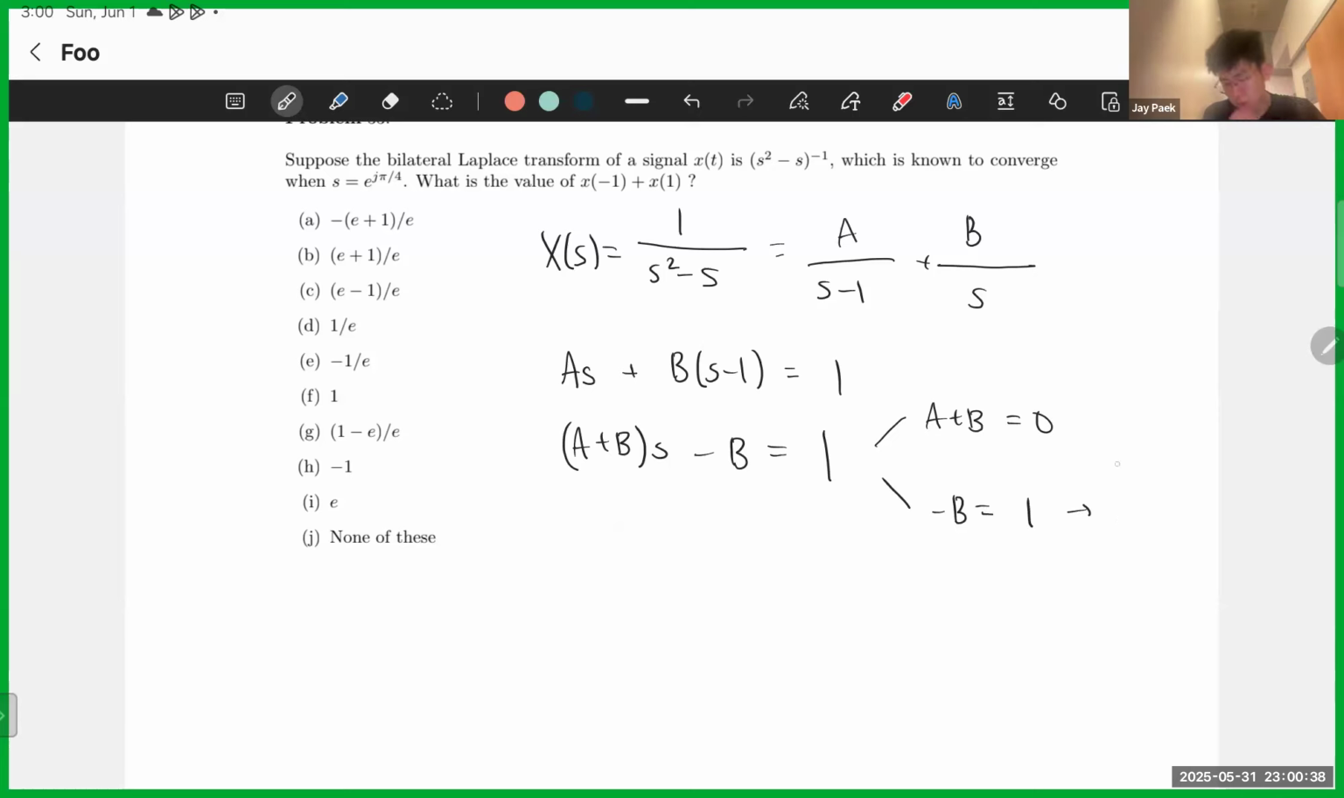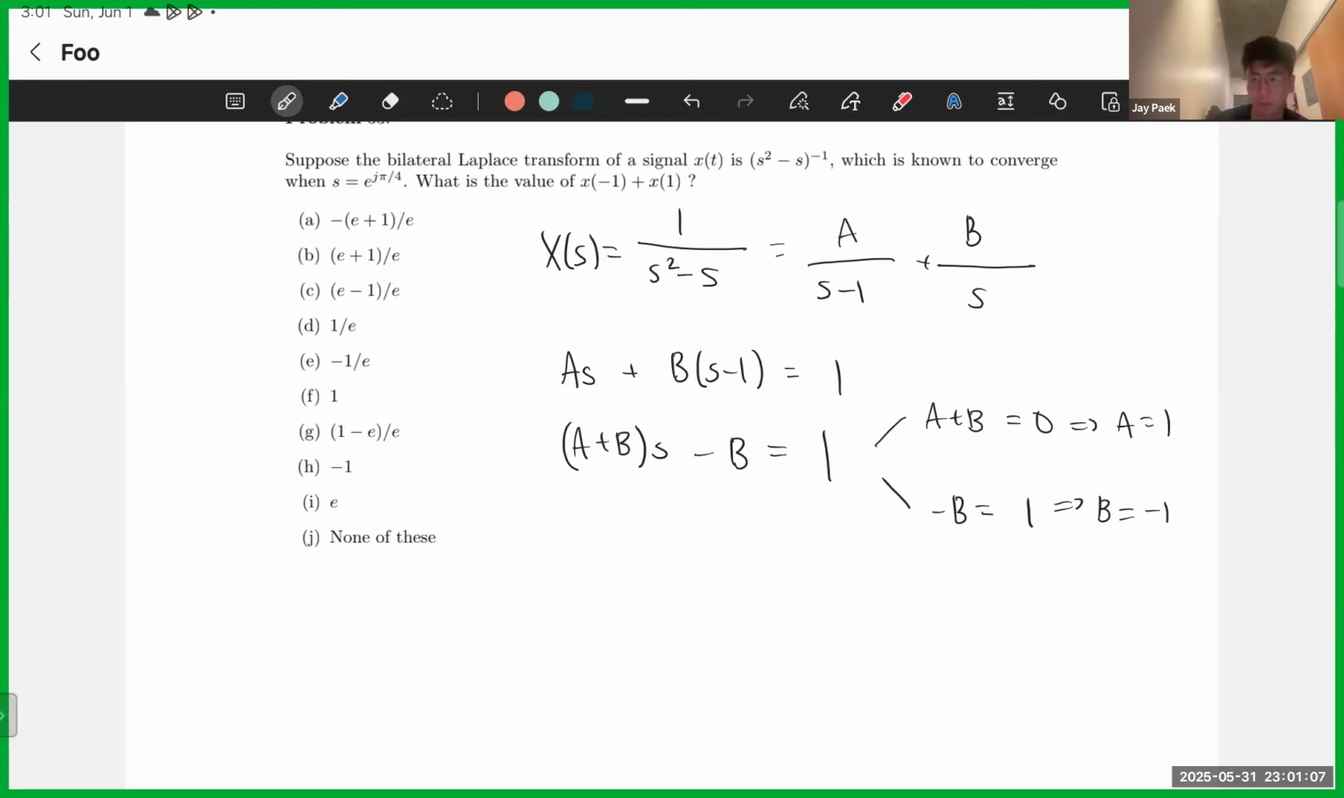This tells us that b is equal to, wait, this feels extremely incorrect. I'll probably see what's wrong later. This just means that b is equal to -1. And then this must mean that a is equal to 1. And that actually works out very, very nicely. Yeah, okay, there we go.